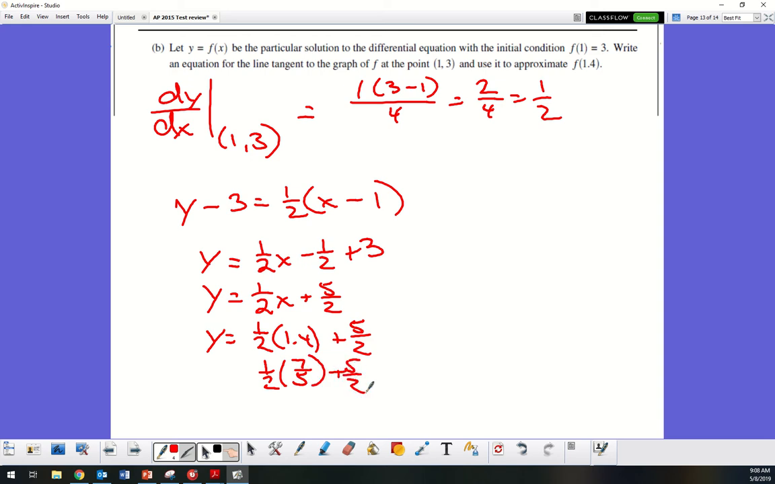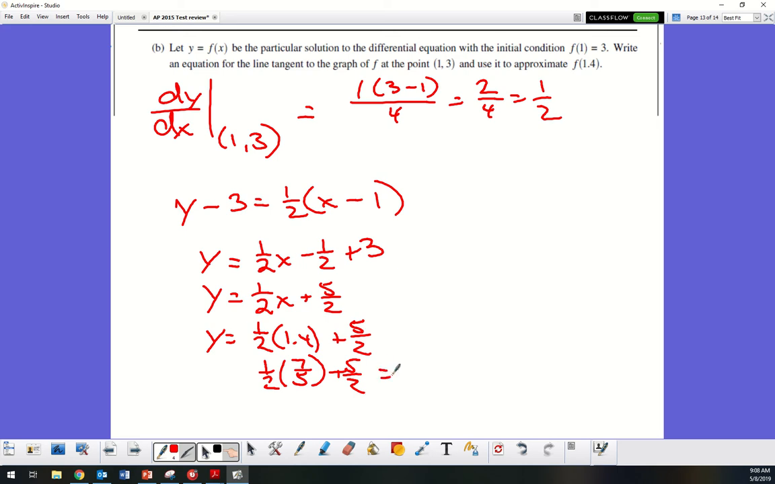Now, I say that because fractions are easier to do than decimals, especially when you're trying to do this on a non-calculator part. Okay, go ahead, multiply that together. So it's going to be 7 over 10 plus 5 over 2, so it's multiplied by 5. Yeah, so 25 plus 7, it's going to be 32 over 10.